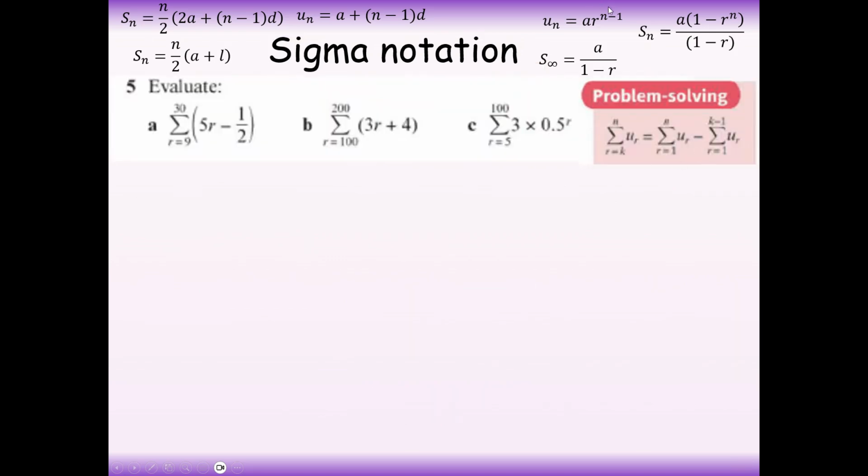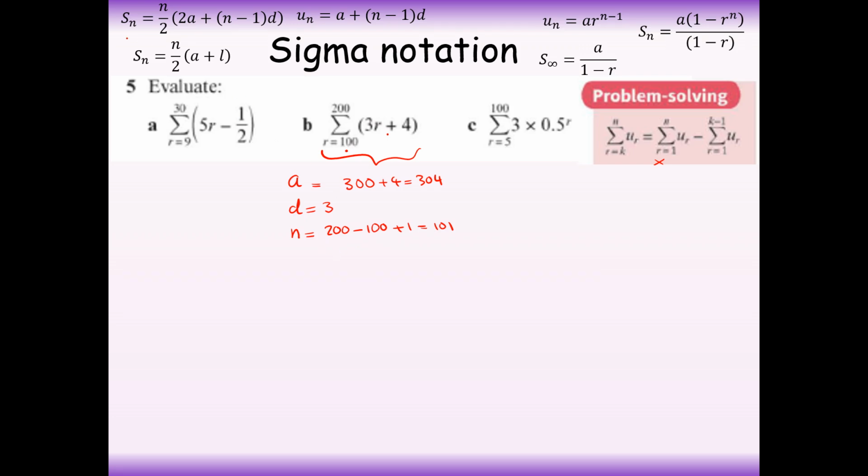Alright, so if you had to calculate an arithmetic sequence like so, what would you do? I wouldn't use this method. I would prefer to say my first term is when I substitute 100 into the equation, so it would be 300 plus 4, which is 304, and I know my common difference would be 3, and the number of terms would be 200 minus 100 plus 1. So that would be 101 terms.